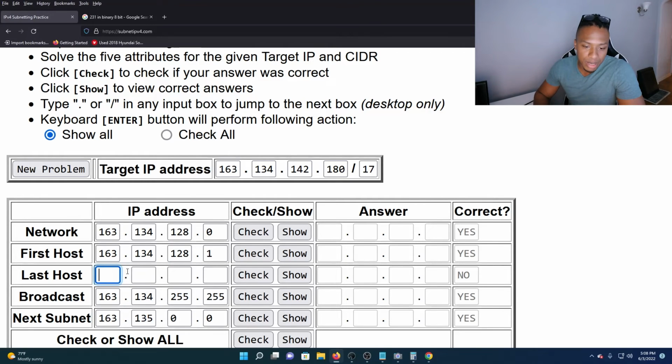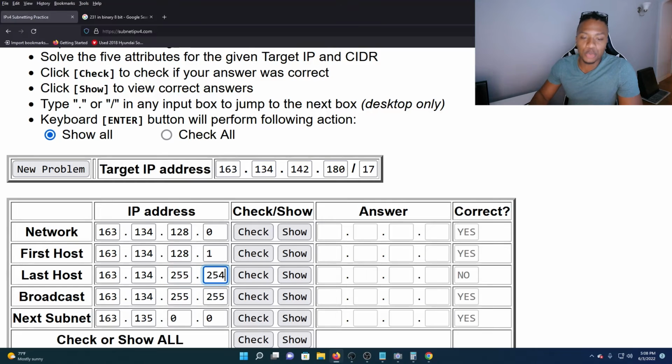Last host, remember, we're just going to subtract 1 again. But we have to pay attention. Remember, we have to pay attention because this is a slash 17. So this can actually stay at 255.